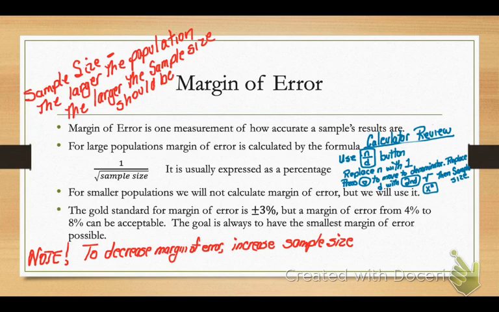Now, for smaller populations, we're not going to be calculating the margin of error because it's pretty complex, but we are going to learn how to use it. Now, you need to know that the gold standard for margin of error is plus or minus 3%.